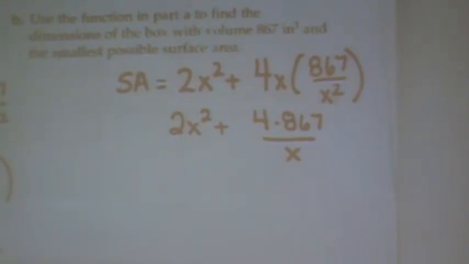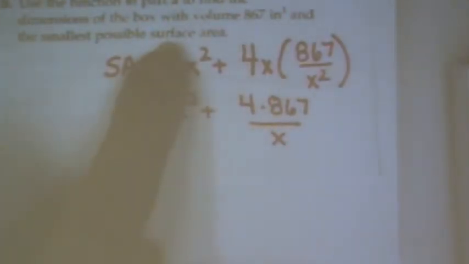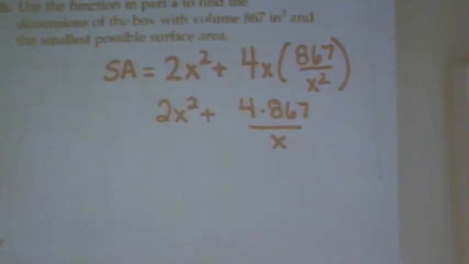And I want you to change your window. Make sure it fits. See the picture? We want the smallest possible surface area. So you're going to see, you want to find that minimum. So you have 2x squared plus, and then parenthesis 4 times 867, and then divide that by x. And for this one, you should see, what do you see?